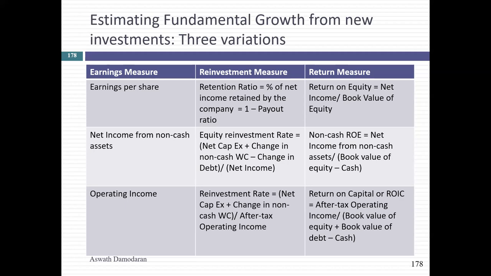Let's turn to free cash flow to the firm, where you use operating income. Here, when I think about reinvestment, I'm not focused on how much of your net income is going back into the business. I'm looking at the percentage of your after-tax operating income you're putting back in the business. And here I'm looking at the total reinvestment, not just the equity portion. So my numerator becomes the total reinvestment, net capex plus change in working capital, and my denominator becomes the after-tax operating income.